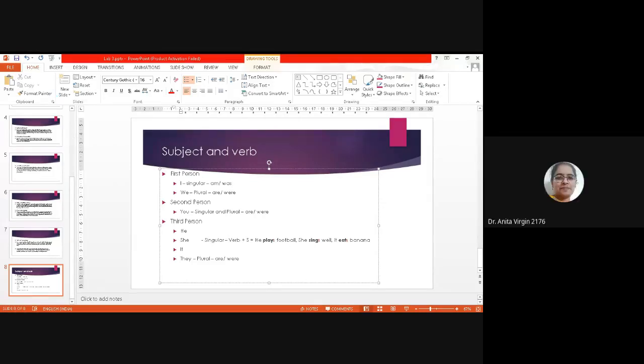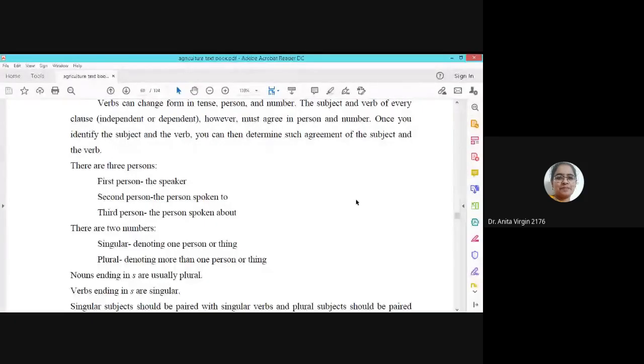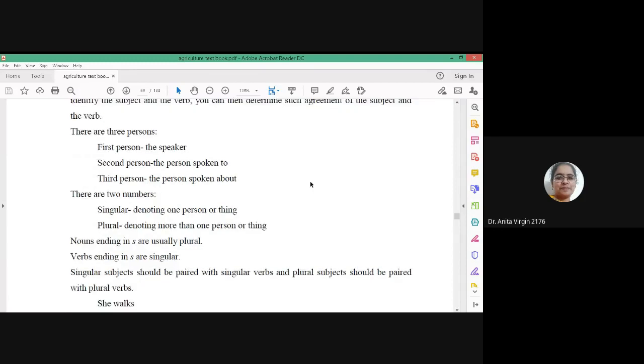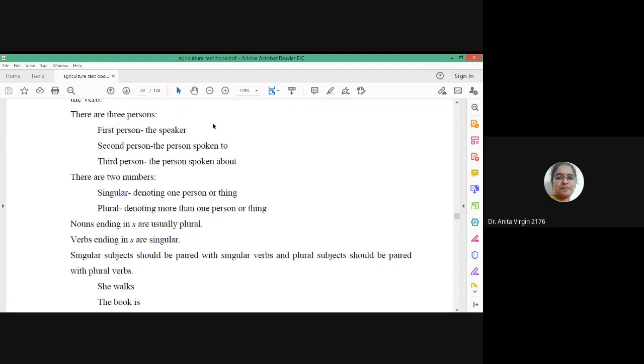Okay, I'll get back to your text again. So this is the basic of your grammar. So you should know this. That's why I was elaborating it to you. Here it is not given in that detail. It is just given as there are three persons. First person, the speaker. Second person, the person spoken to. And the third person, the person spoken about. So this is what they have given. I have given you what all come under first person, second person, and third person. So keep that in mind.